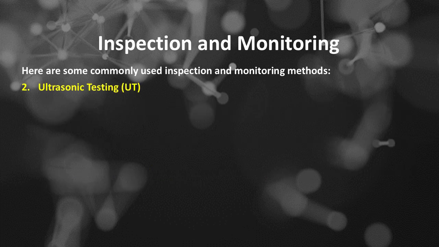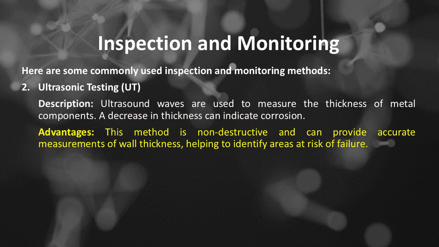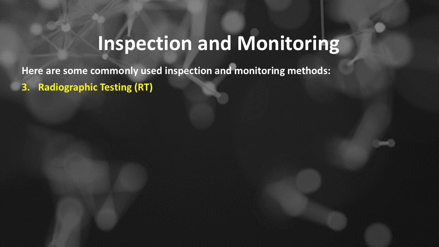Number 2 is ultrasonic testing, or UT. Ultrasonic testing description. Ultrasound waves are used to measure the thickness of metal components. A decrease in thickness can indicate corrosion. Ultrasonic testing advantages. This method is non-destructive and can provide accurate measurements of wall thickness, helping to identify areas at risk of failure.